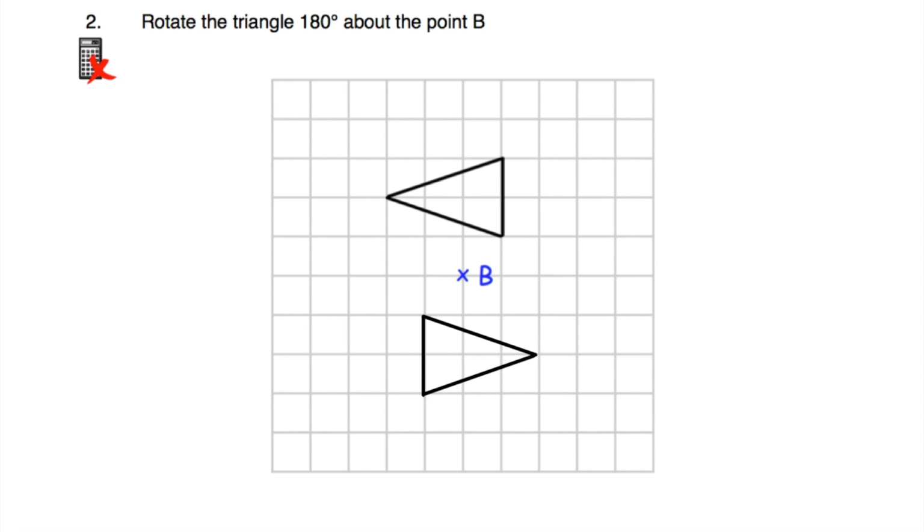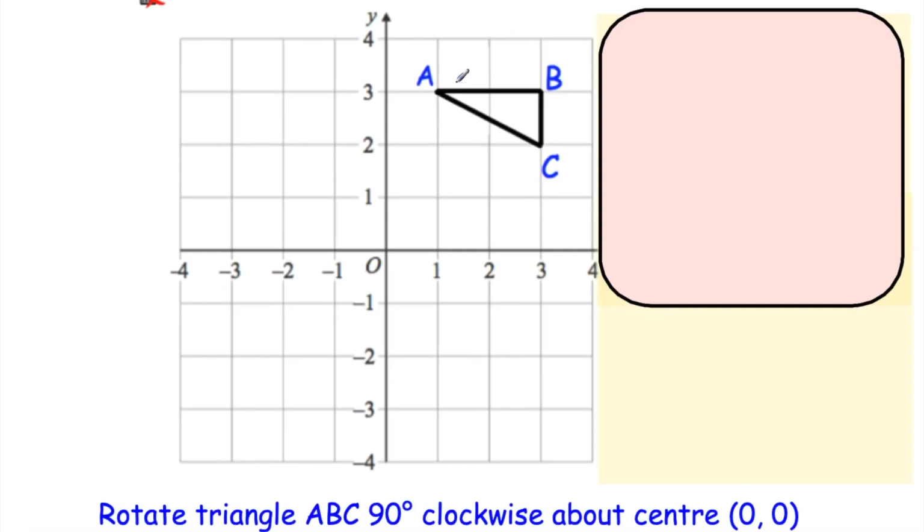Okay, let's have a look at our next question. Question number 3: we've been given this triangle ABC, and we've been asked to rotate it 90 degrees clockwise about the center 0, 0, so about the origin. This is going to be our center of rotation, the origin. I'm just going to put a cross on the page there where the center of rotation will be.